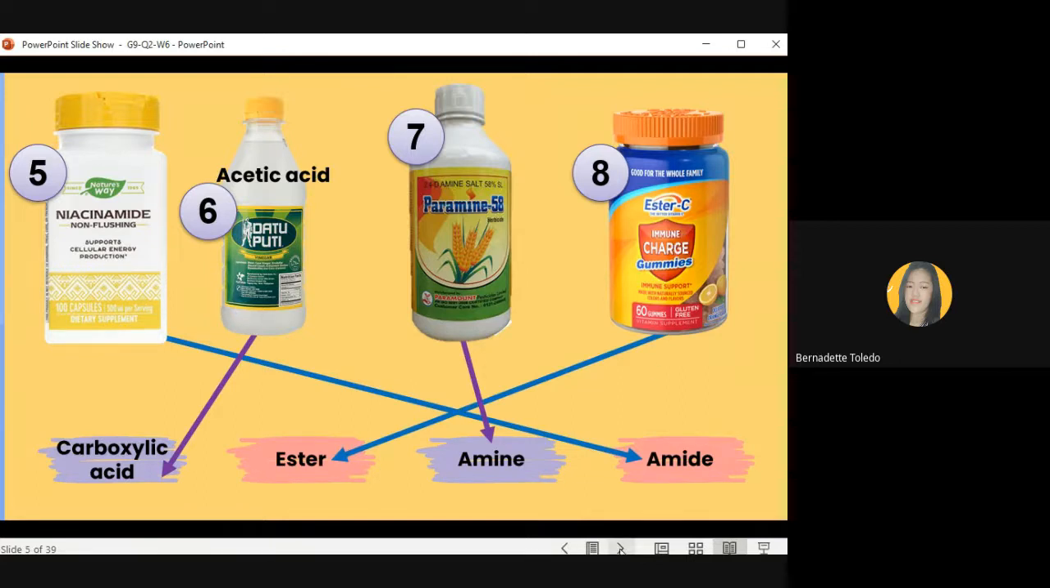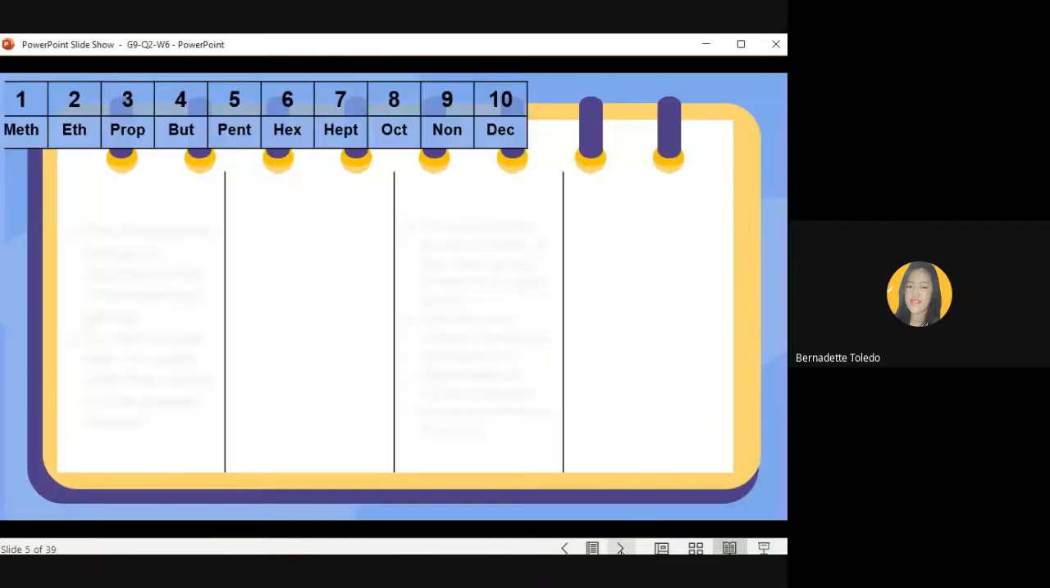So based on the following products, we can observe what kind of functional group or organic compound is present in them based on their name. It is because those products are named based on the functional group present in them. So let's discuss each functional group of organic compounds.